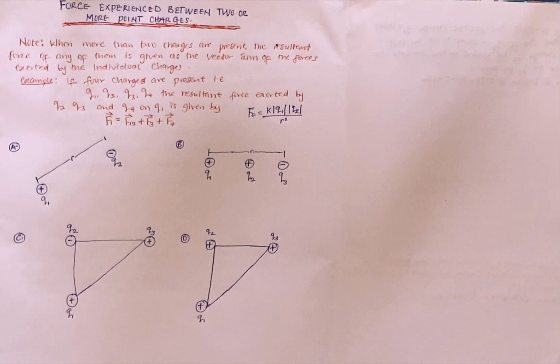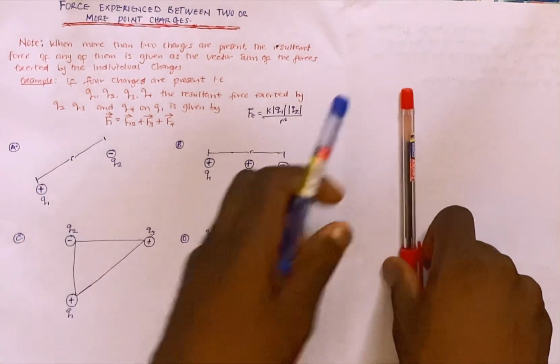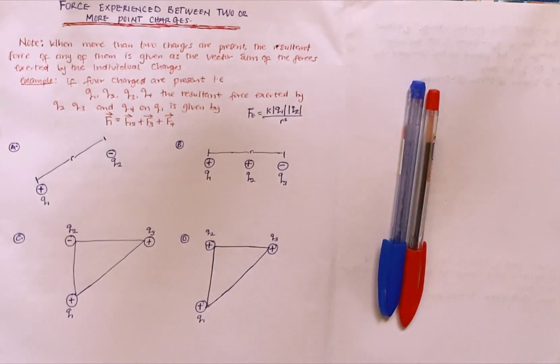But today we are going to talk about the force experienced between two or more point charges. That is, when charges are placed beside each other, what are the types of forces that we can experience and the direction of these forces. The one major fact is that when dealing with electric force, our force is a vector quantity, which means we are going to take into consideration both the direction and also the magnitude of the force.